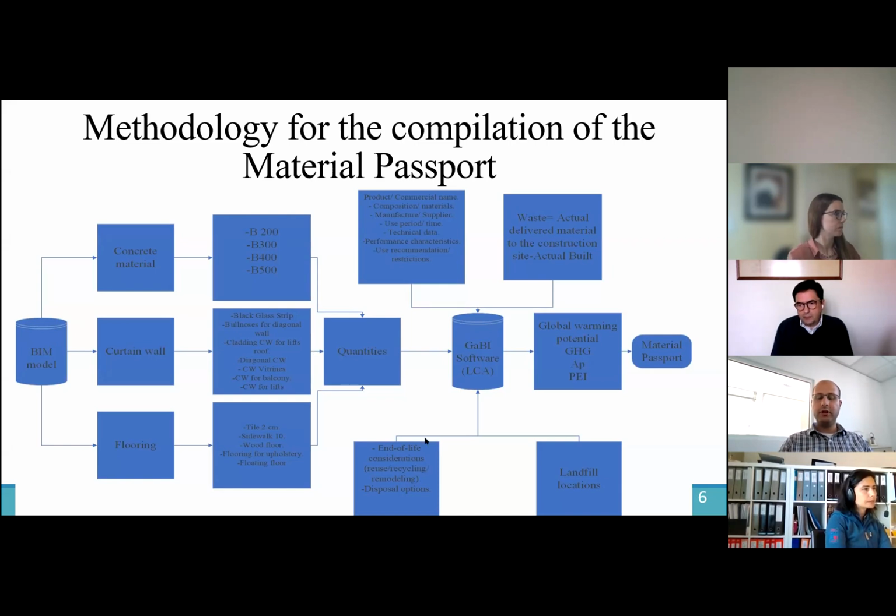Also, we need to know the end of life for each material, whether it's reusable, recyclable, or needs to be demolished, because we need to give weights for each material depending on its reusability and recyclability from 1 to 5.